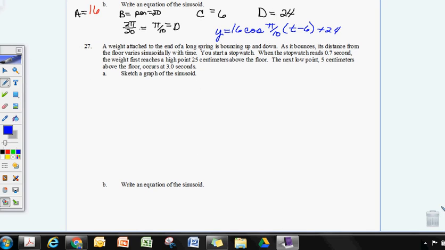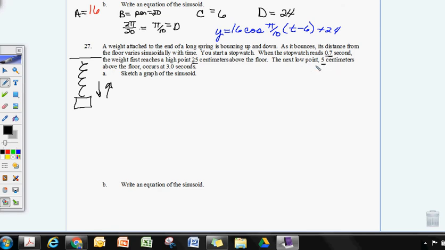Okay, so the next one, we're dealing with a spring. And again, I've assumed you've read it. So here there is a curly spring with some kind of a weight hooked onto it, and it bounces down and it bounces back up. And it wants us to read and figure some things out. So when it hits 0.7 seconds, it hits its high point of 25.